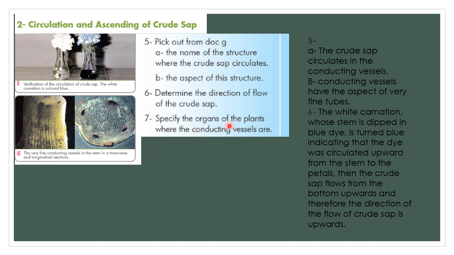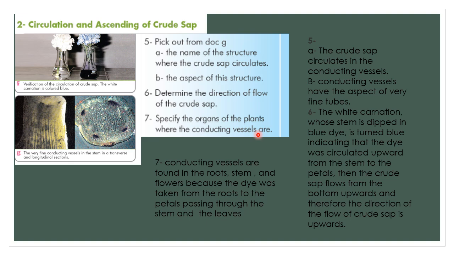Number 7. Specify the organs of the plants where the conducting vessels are. The conducting vessels are present throughout the leaf, right? So, conducting vessels are found in the roots, stem, and flowers because the dye was taken from the roots to the petals, passing through the stem and the leaves.